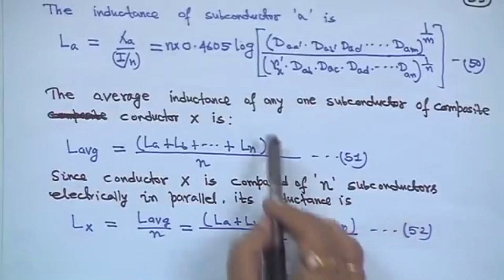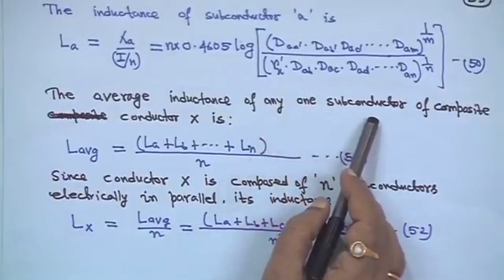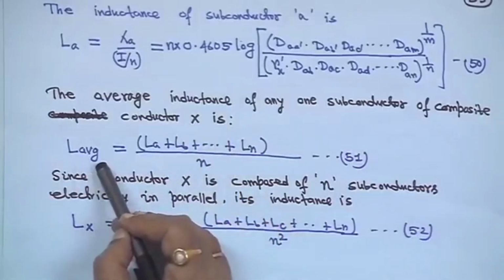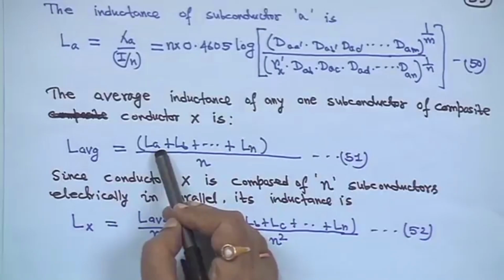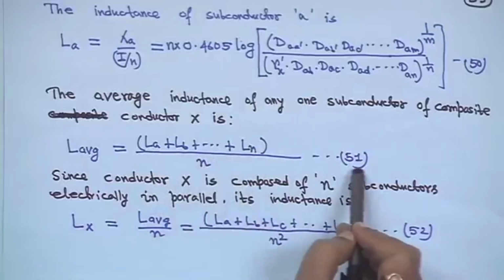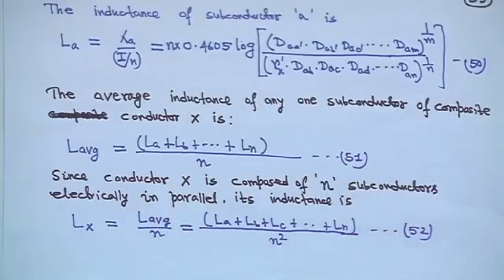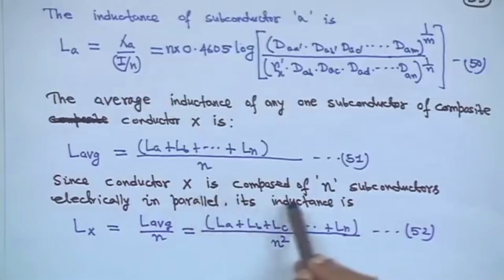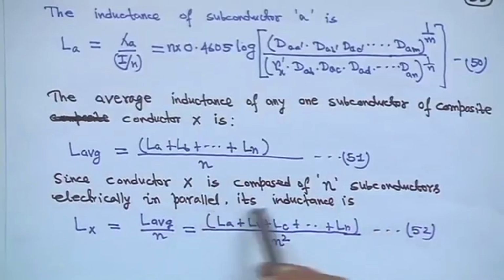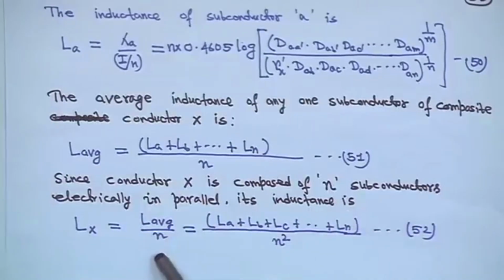Now, the average inductance of any one subconductor of composite conductor X can be given as L average, equal to L_A plus L_B plus up to L_n divided by N. This is equation 51. And since conductor X is composed of n subconductors electrically in parallel, its inductance is L average by N.